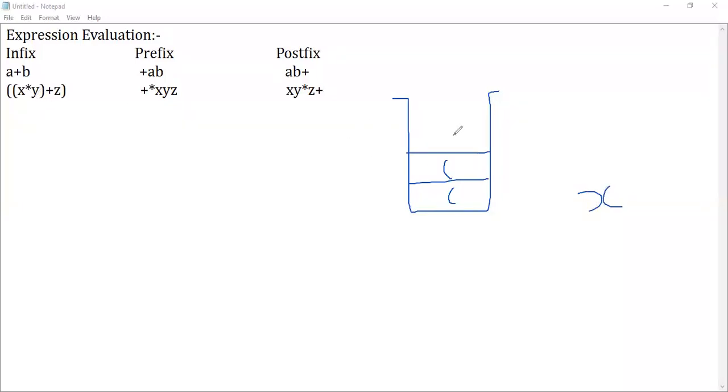And after this we are having the multiplication symbol. I'll mention the multiplication symbol. After this I'm having y. I'll place y here. So after this I'm getting a close parenthesis. Whenever I get a close parenthesis, I'll search for the equal open parenthesis. So after this I'm having one multiplication symbol. I'll place the multiplication symbol, which means that I'm popping out this data. So this is popped out.